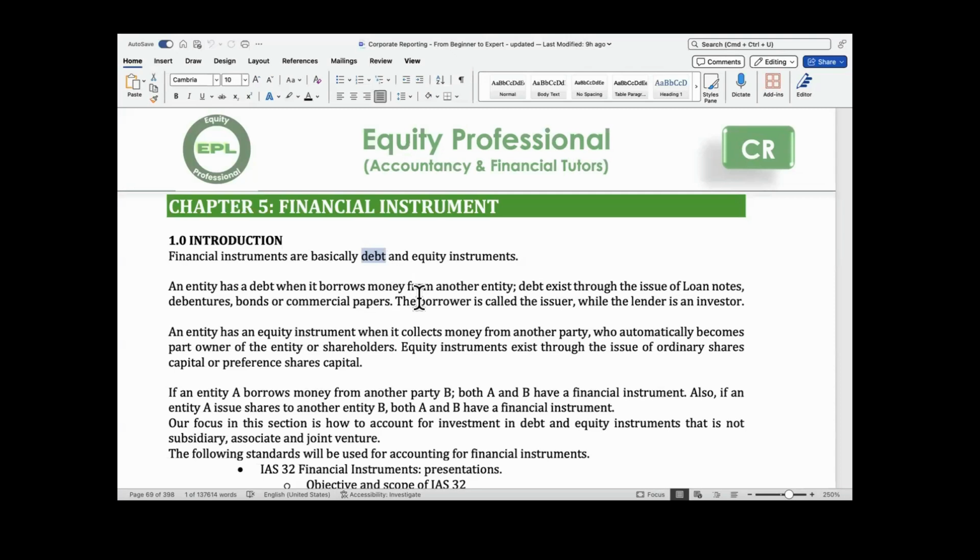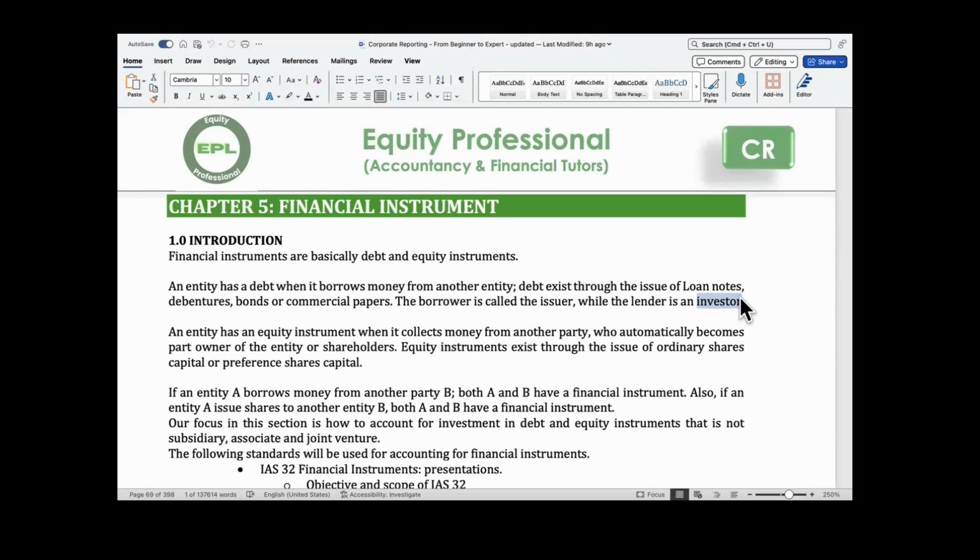So the borrower, we call the borrower an issuer, while the lender is an investor. And these are common things that happen everywhere. It happens almost on a daily basis. I mean, there was a recent one that Dangote issued. He issued commercial paper. It simply means Dangote wants to borrow money. Dangote would have a debt.